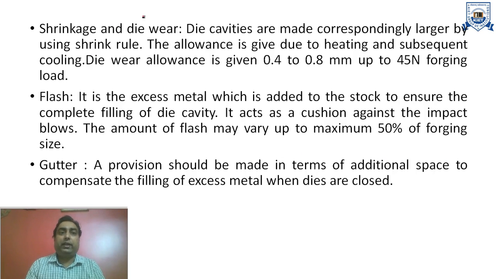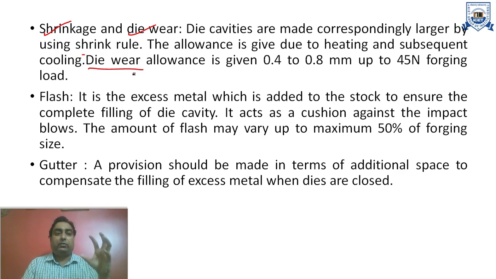Next is the shrinkage and die wear allowance. Die cavities are made correspondingly larger by using the shrink rule. As we know, the material is heated in the forging process, so after heating it will expand, and then it will shrink. That is why, to accommodate this, we have to provide certain extra space, which is called the shrink allowance.